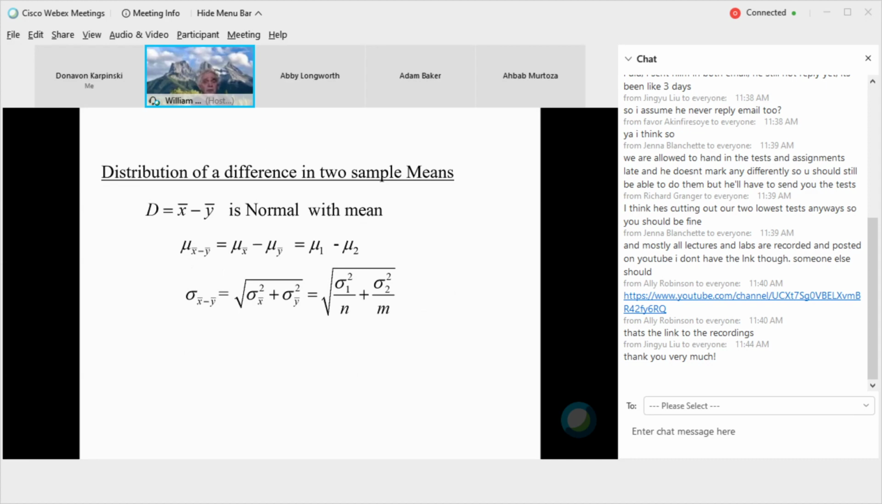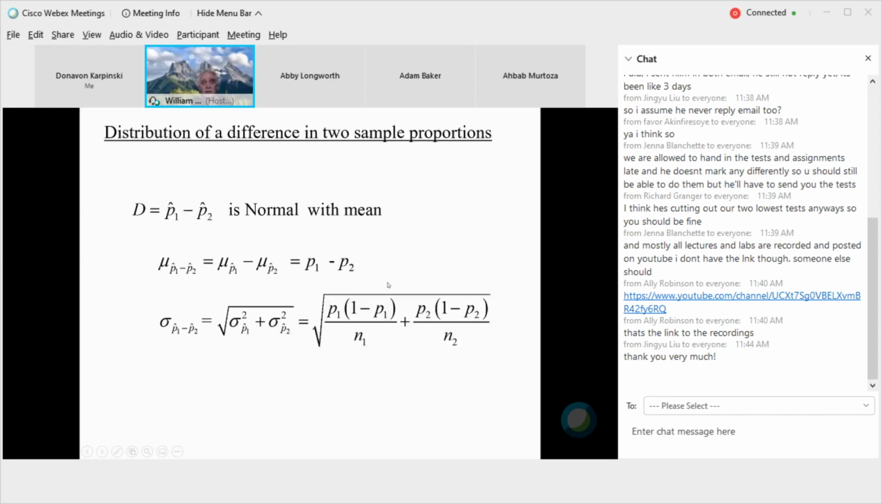The distribution of a difference in two sample means. The mean of x bar minus y bar is mu1 minus mu2. The standard deviation of x bar minus y bar is the square root of sigma 1 squared over n1 plus sigma 2 squared over n2.